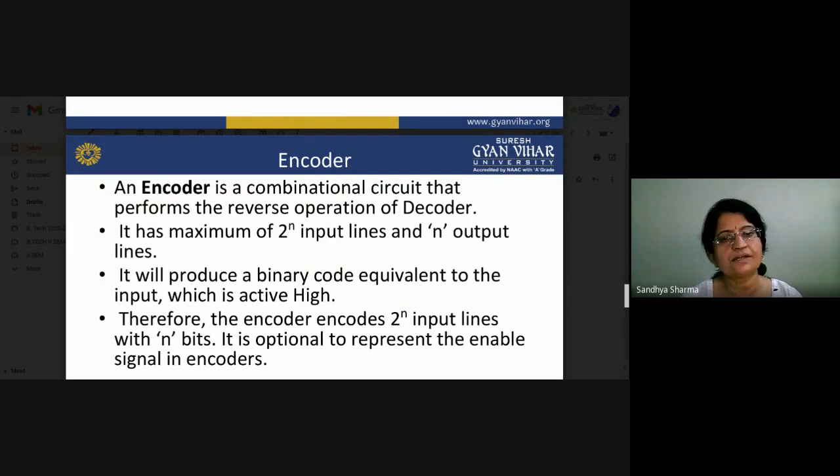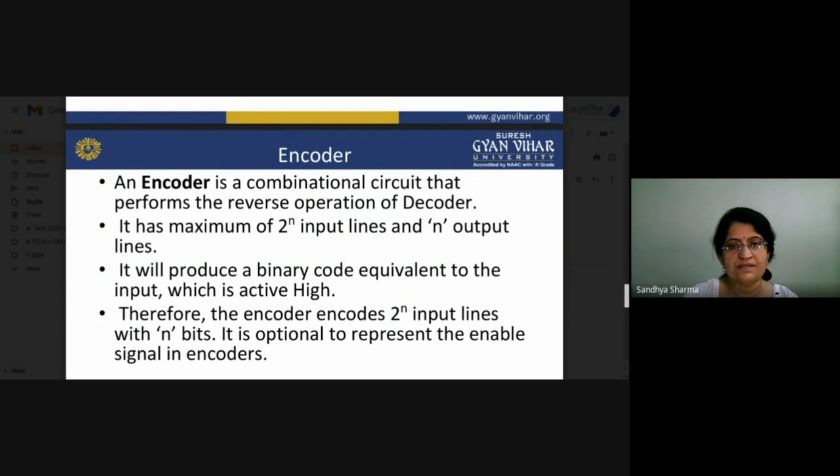So what about the multiplexer and demultiplexer? If you have many inputs, according to your priority you have to decide the outputs at that particular instant. Suppose you have n outputs; then you have 2 raised to power n input lines and n output lines, and it will produce a binary code equivalent to the input which is active high. So basically the encoder encodes 2 to the power n input lines with n bits, and it is optional to represent the enable signals in the encoders.